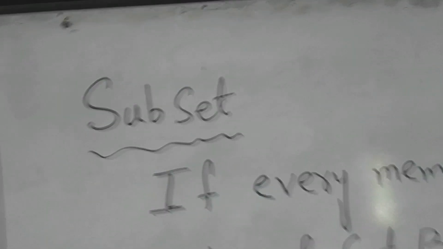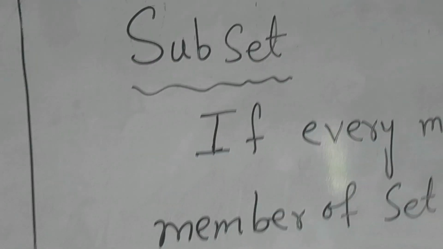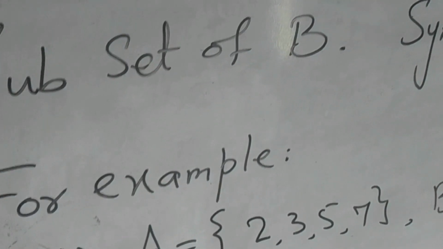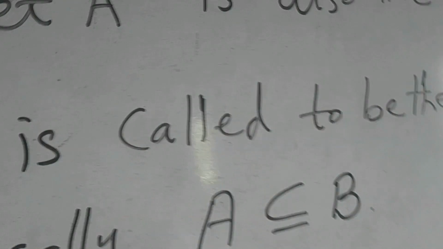Now we are going to know about subset. If every member of set A is also a member of set B, then A is called a subset of B. Simply, A subset of B. That is the symbol of subset between A and B.